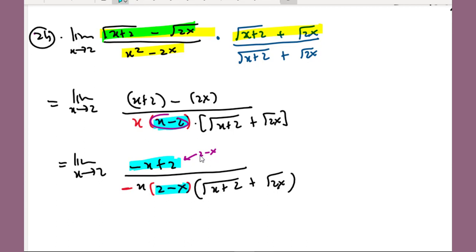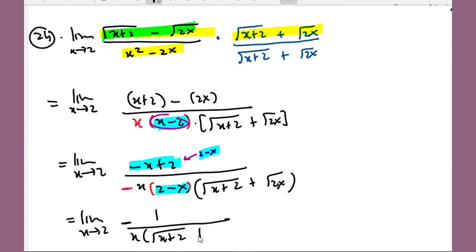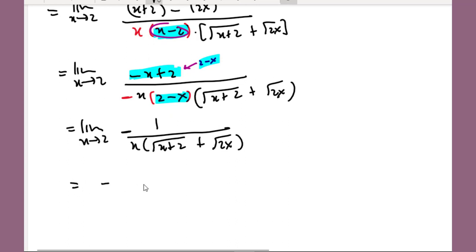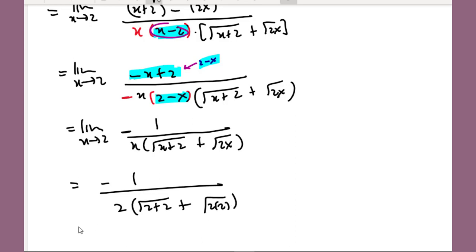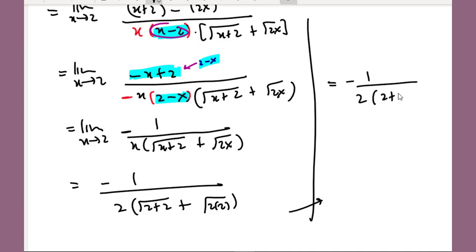Okay, because this one is 2 minus x. That is 2 minus x. Then we write this one, limit as x approaches negative 2 of negative 1 over x times x plus 2 plus 2x. The next step is substitute negative 2 plus 2 plus 2 times 2, and the answer is here. Negative 1 over 2 plus 2, and then 4, negative 1 over 8. So for H, the answer is negative 1 over 8. Okay, betul.